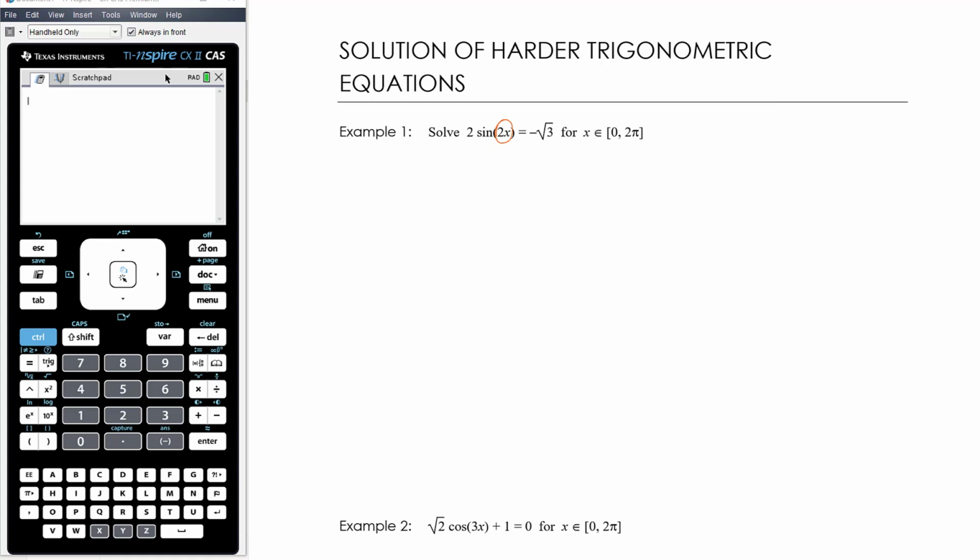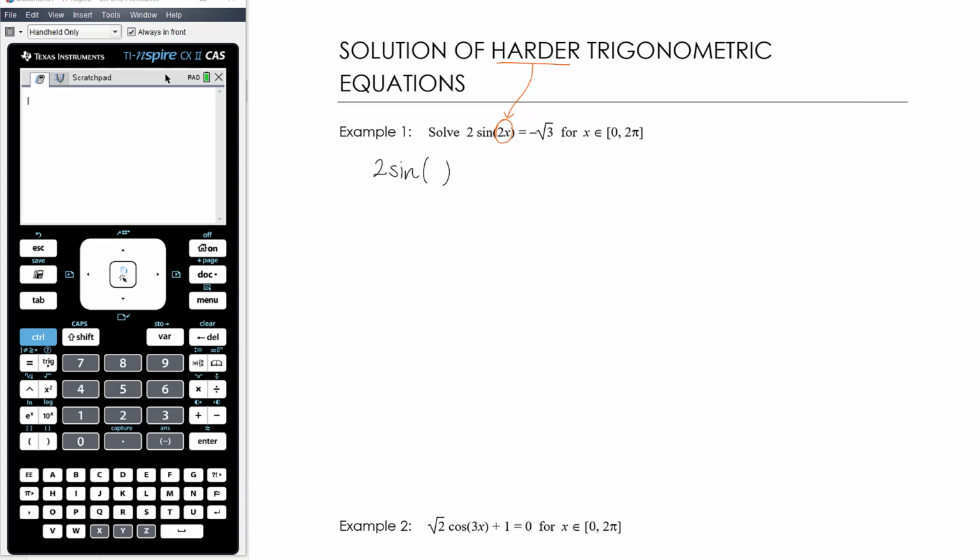Harder trig equations is a very loose definition, but what I'm talking about is where there is something other than x happening in here. Okay, so in terms of solving these equations, all of the processes we looked at in solving the simple equations still apply, but we're going to need to take things a step further at the end. So we want to be able to think about this as the same kind of problem we were dealing with in the last question.